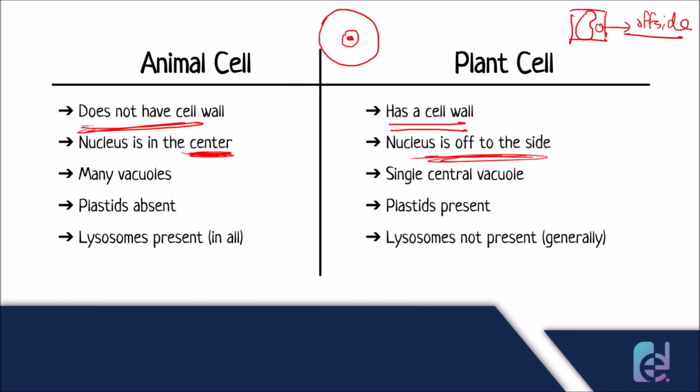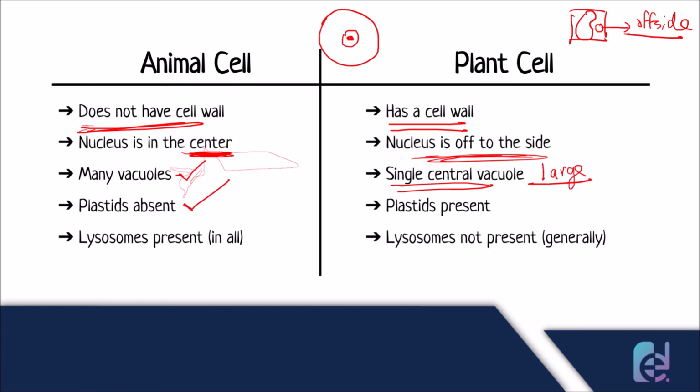In the animal cell, we have multiple vacuoles. In the plant cell, we have a single central large vacuole.